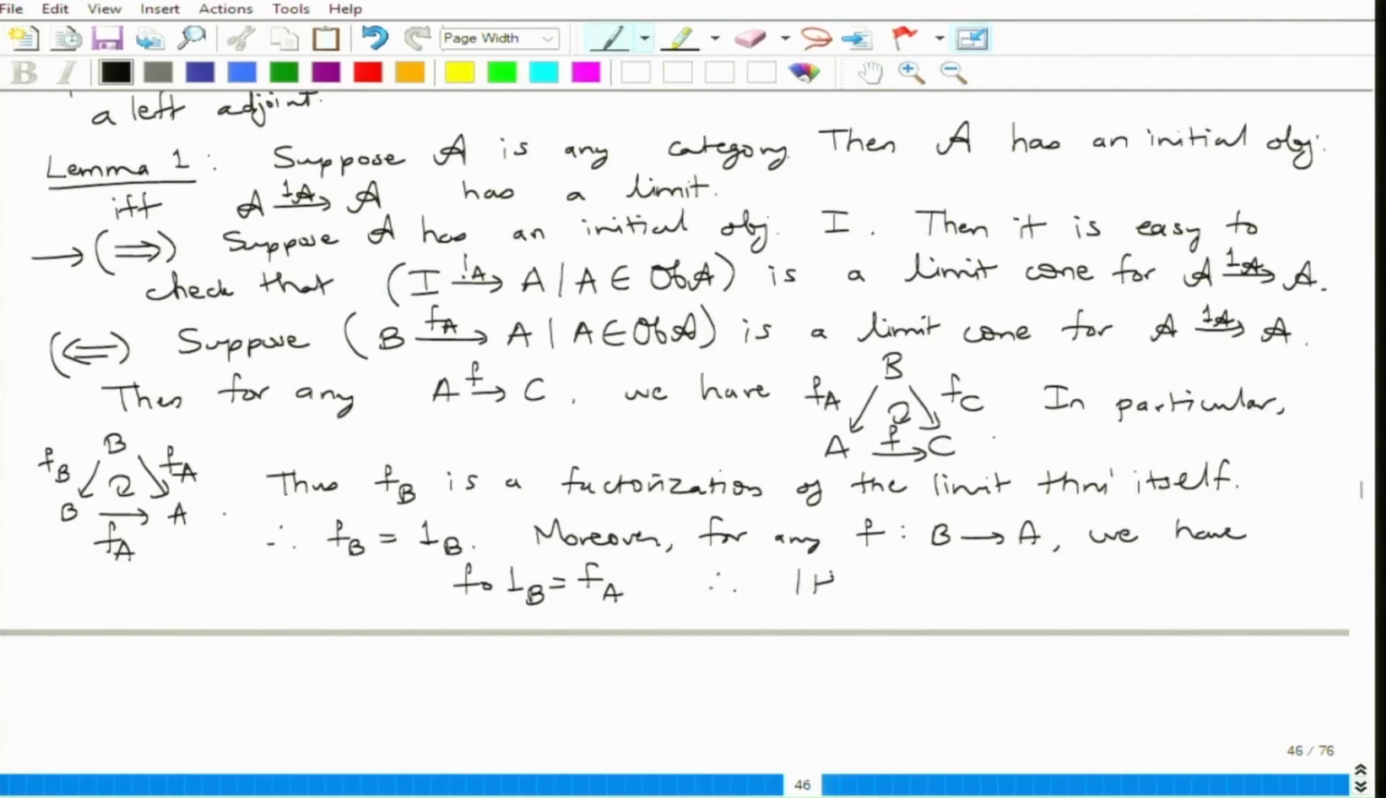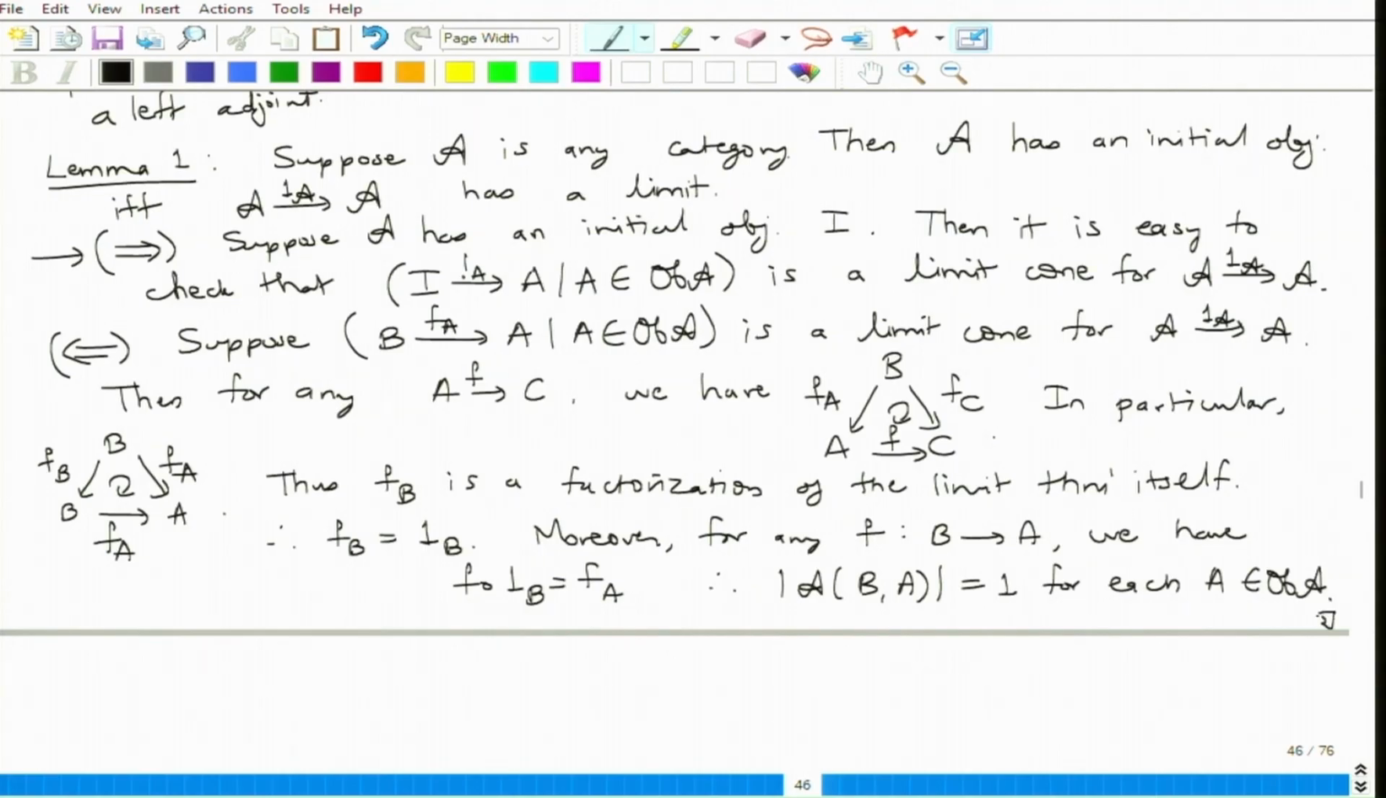So therefore the size of the hom set, which I will write as this, from B to A, is equal to 1 for each A. And this is the proof complete. You understand, this is a very simple proof.